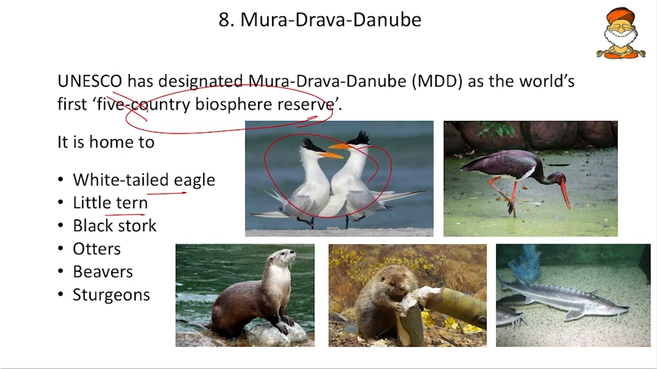So here we can see the little tern and then the black stork. So this is the black stork and otters. So otters we can see here. Beavers. Beavers are the ones which have the strong teeth, which can cut down even the trees, and the sturgeons. Sturgeons are a species of fish.